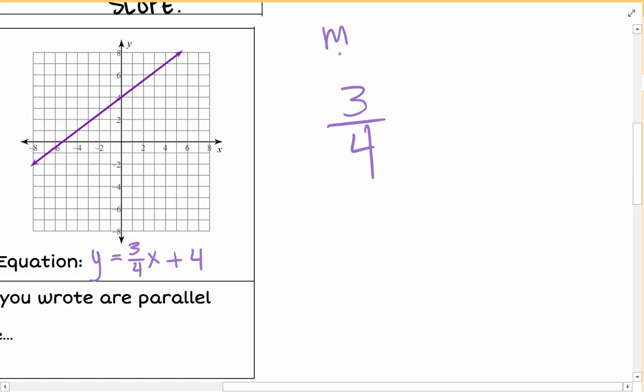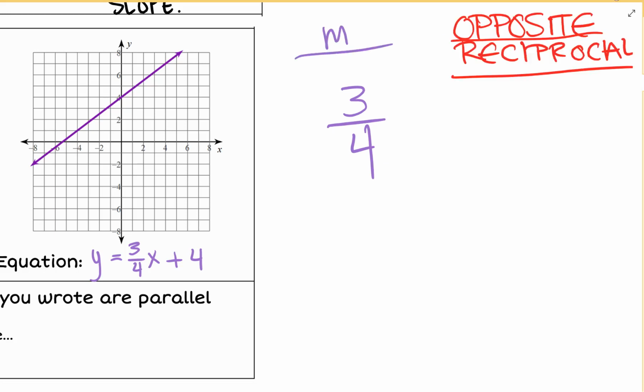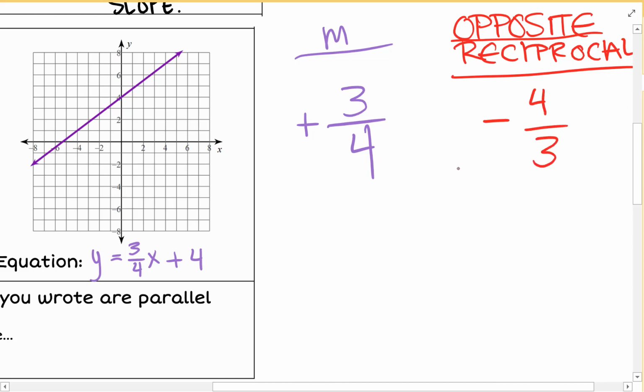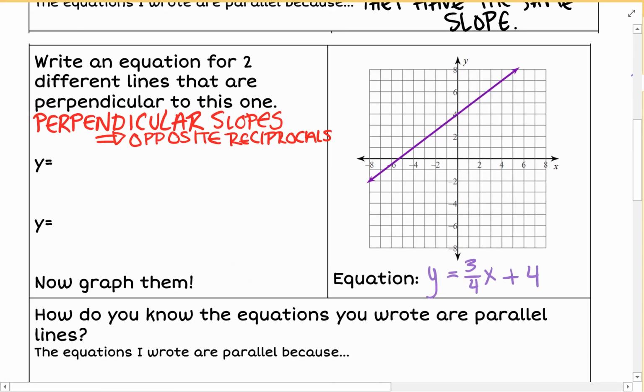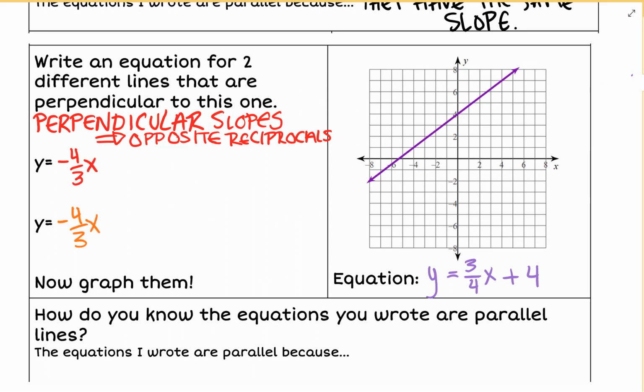We need to find the opposite reciprocal. Opposite means to change the sign. This one right here is positive, so our slope will be negative. And reciprocal means to flip the fraction. So instead of 3 over 4, our fraction will be 4 over 3. So our slope of a perpendicular line is negative 4 over 3. Negative 4 over 3x will be my slope.